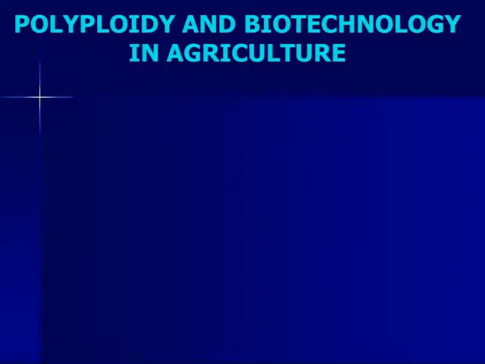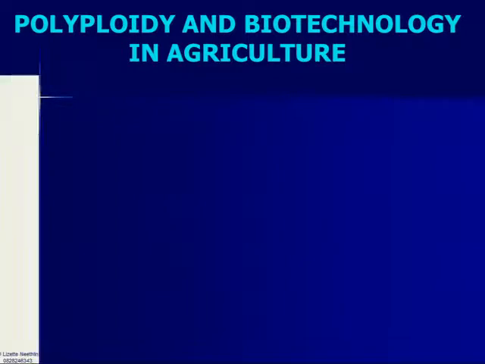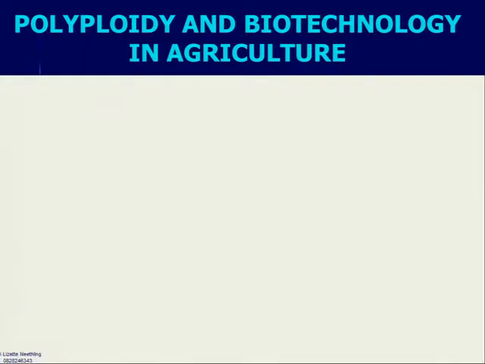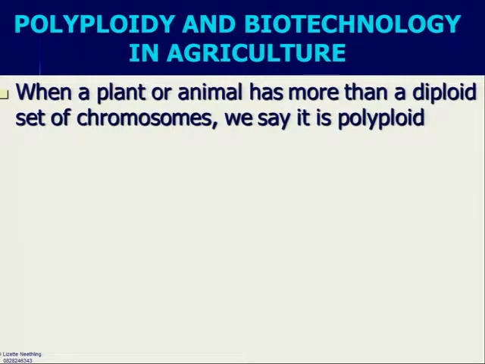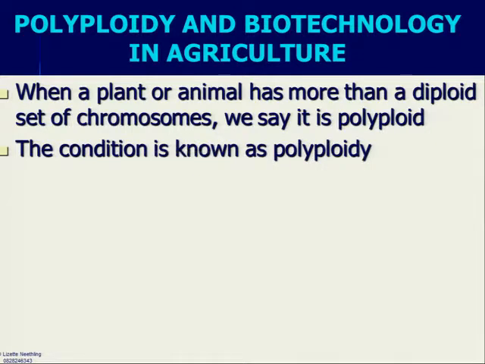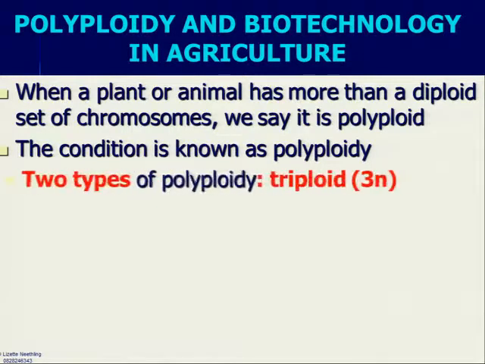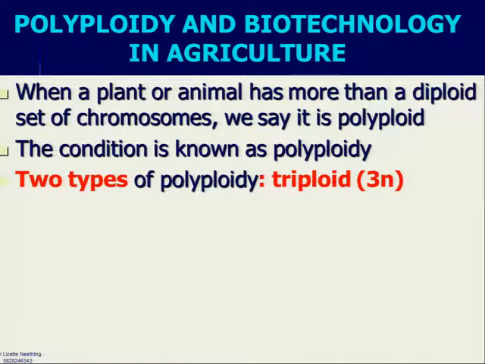Then there's something else they use these days in agriculture, polyploidy, and I see they ask it in the exams, so I'm just covering it quickly for you. When it has more than a diploid set of chromosomes, we say it's polyploid, and the condition is polyploidy. You get 2 types of them. It can be triploid or it can be tetraploid, 3N or 4N.